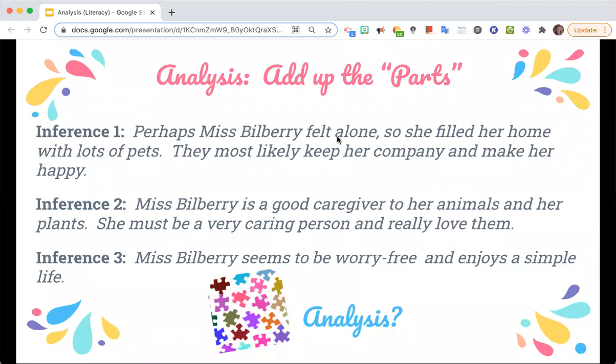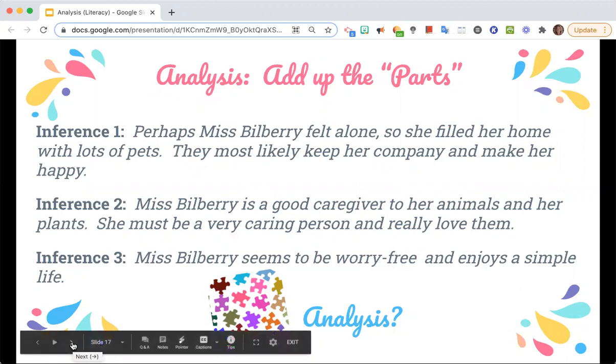So I'm going to guess that your analysis has something to do with Miss Bilberry's character, perhaps her being carefree, enjoying the simple things in life. Everyone might have a different analysis of this character, and there is no one right or wrong analysis as long as the students are able to explain why they drew that conclusion. And that's typically where students need some pushing and some help.